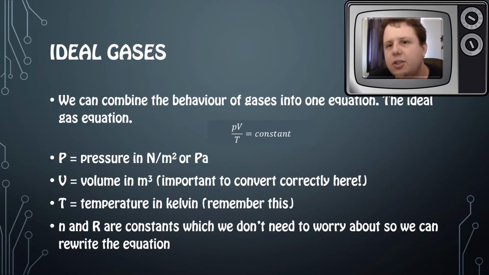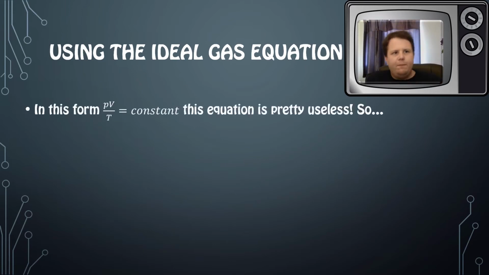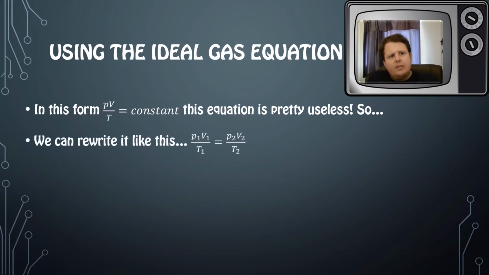So we change this formula to be as written now, PV over T equals constant, and this is what you will see on your data sheet on the equation page, page 2. Okay, so using the ideal gas equation, how do you do it? Well, in this format, PV over T equals constant, it's pretty useless. So we can rewrite it like this, because any two things that are equal to the same thing, we can make equal to each other. So that's what we've done here.